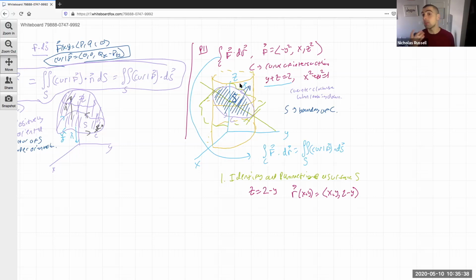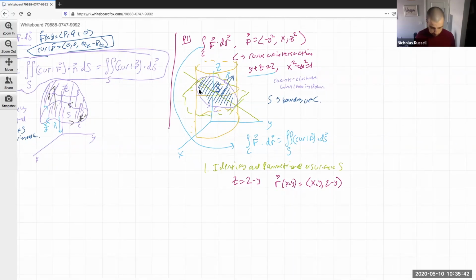The thing then becomes, unfortunately, that when you parameterize this and look at the domain in x and y, it's not as nice because it's actually a circle.